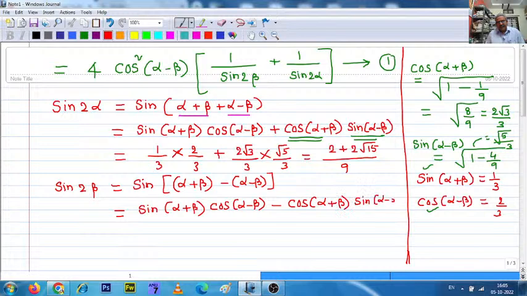So let us substitute the values. So this is nothing but, you will be getting directly 2 minus 2 root 15 by 9. This will be 2 minus 2 root 15 upon 9 you will be getting. So now from equation 1, this cos alpha minus beta is replaced by 2 by 3. So that means now we are going to get like this.